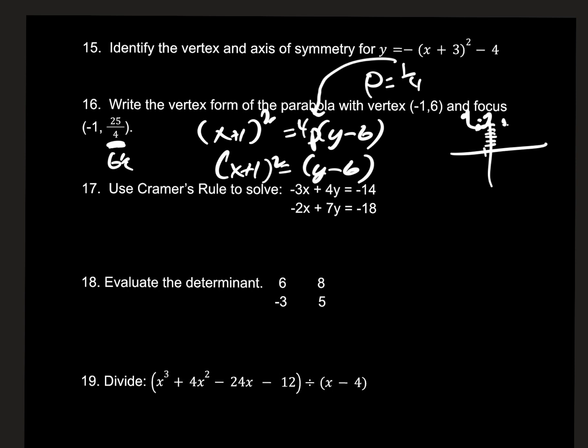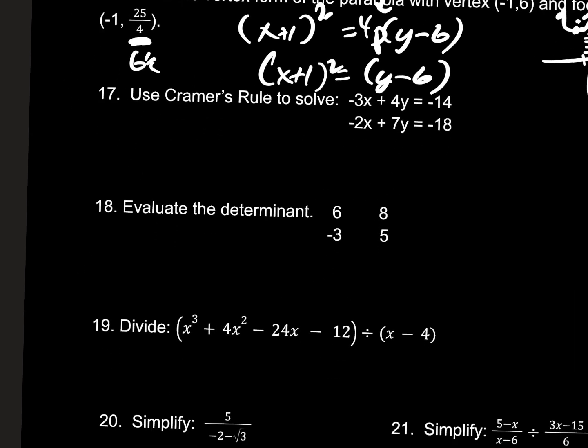All right, that's 16. Trying to see what the next one is here. 16, then 17. That's convenient. 17 is Cramer's rule. Remember our gesture for that. If you're looking for x, don't use the x on the top. So instead I'm going to use negative 14 and negative 18, and have the 4 and the 7. Remember on the bottom, xy, xy. So not literally x, the coefficient on the x: negative 3, 4, negative 2, 7.